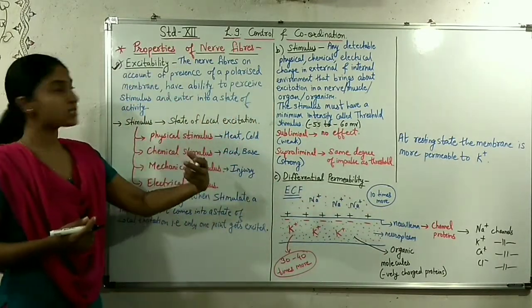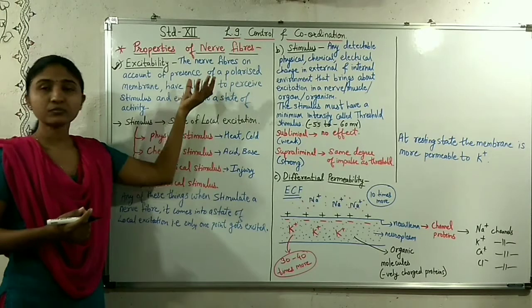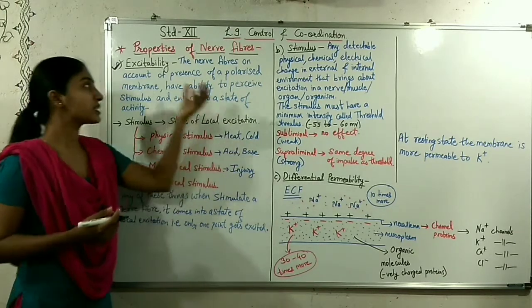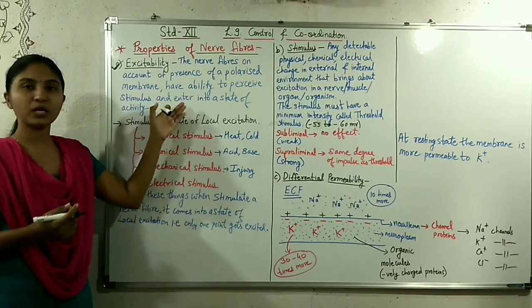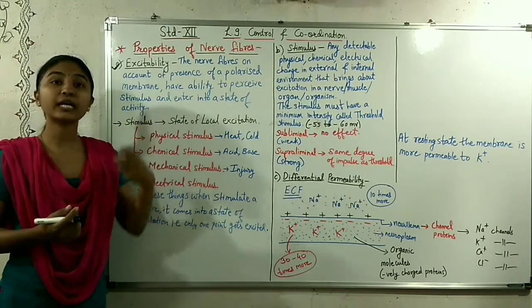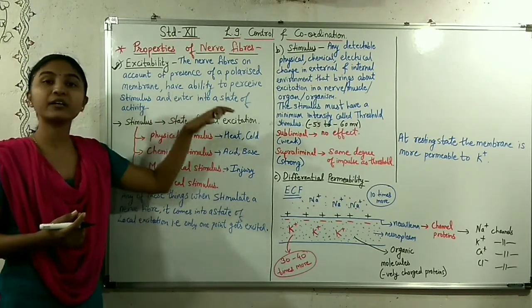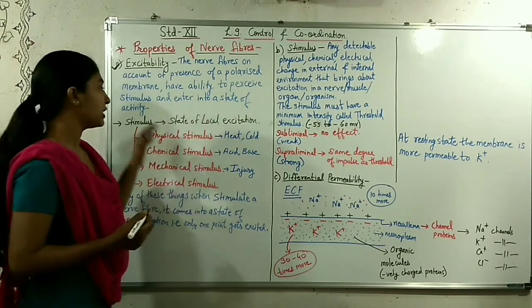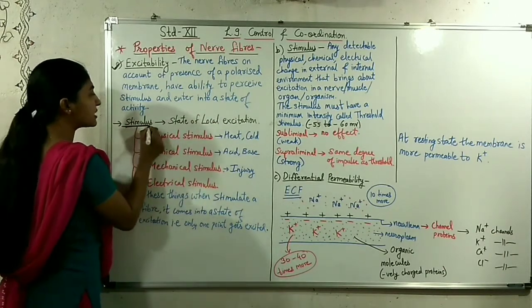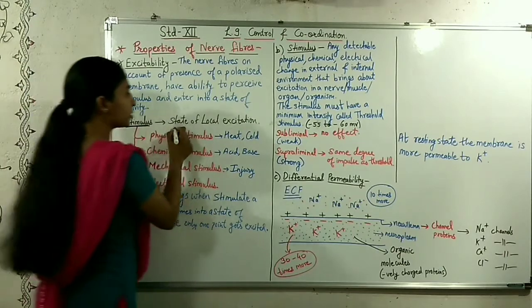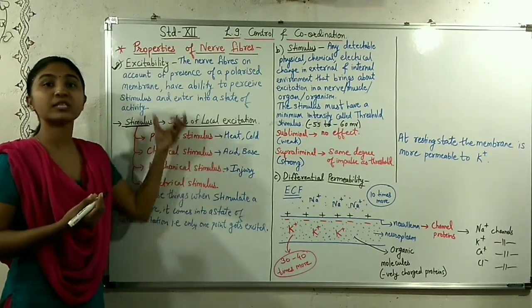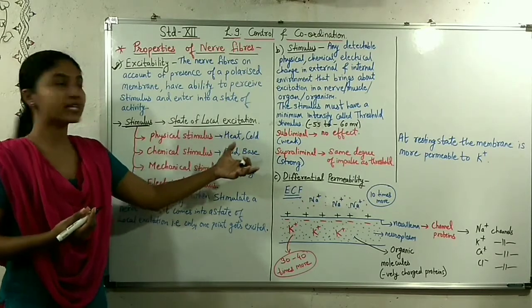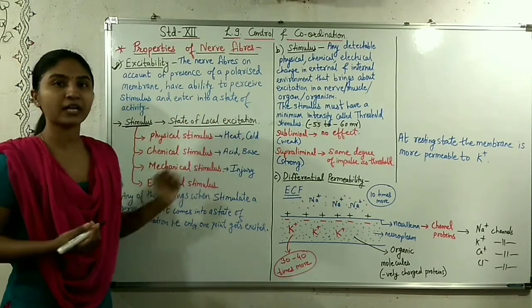Now this membrane is polarized and it has the ability to perceive the stimulus. It has the ability to take the stimulus and to enter into a state of activity. Once the membrane gets the stimulus, it enters into a state of local excitation. That means it enters into a state of excitement or the state of activity.